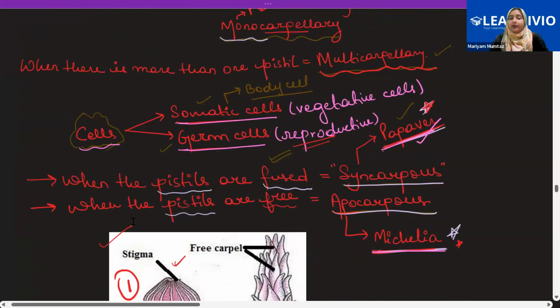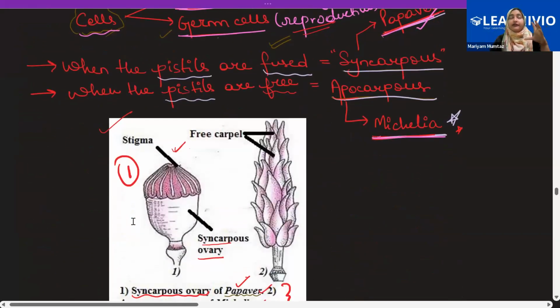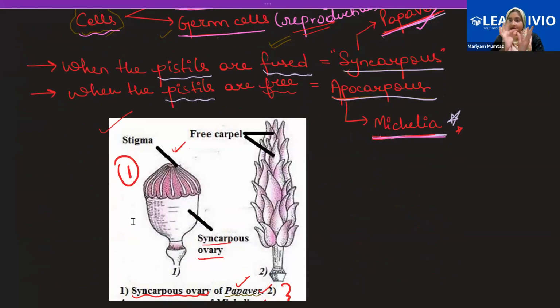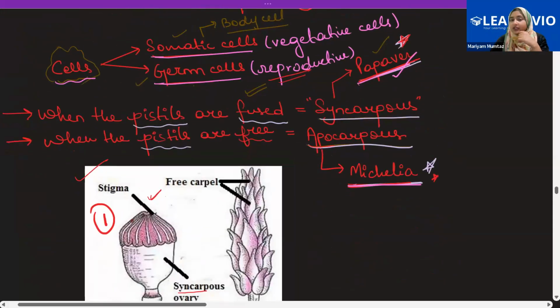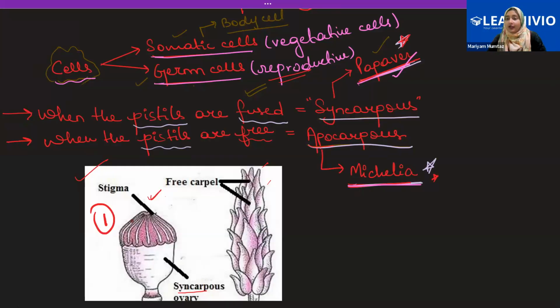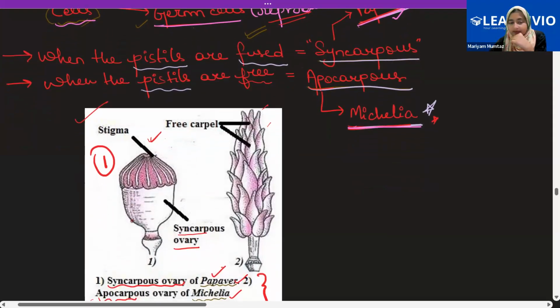Now, if several pistils are present, they can be fused or they can be free. When they are fused, we call them syncarpous. This is found in the pepperwood plant. And when the pistils are free, do you see all of these free ends? That is called apocarpous. So in biology, particularly for plants, the word syn means fused. The word apo means either at the top or free. So the apocarpous kind of pistil is found in Michelia. Clear?